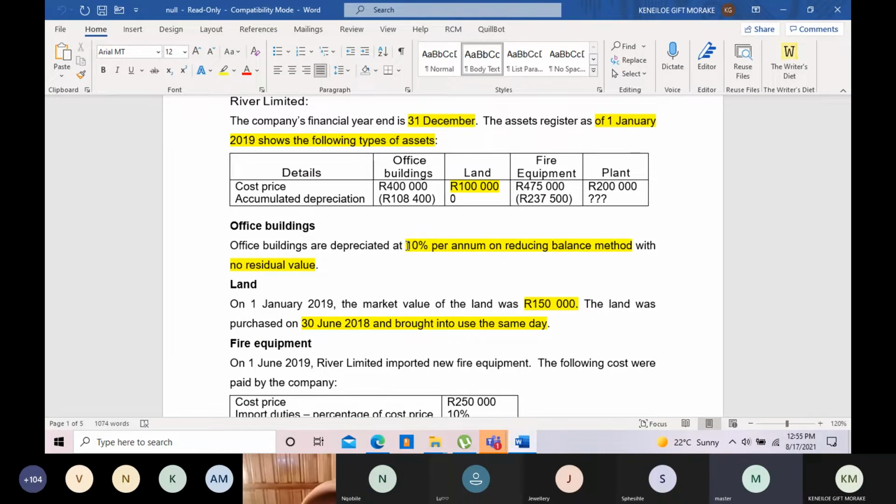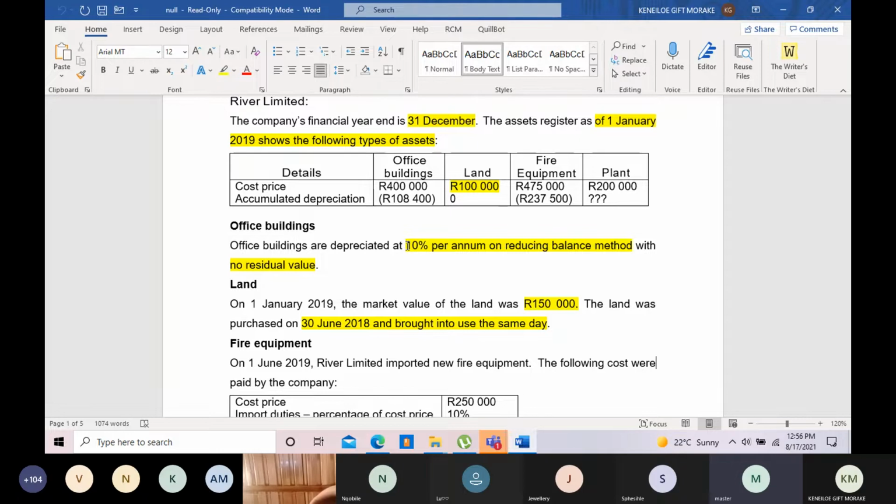With no residual value. So now you already know that for us to find the depreciation, all we have to do is this: you take the cost price, you subtract the accumulated depreciation. Why are we doing that? Because we know the method of depreciation is reducing balance, or decreasing balance, or diminishing balance method. That's the same thing. So I told you that if the method is reducing balance, we have to take the cost, subtract the accumulated depreciation.